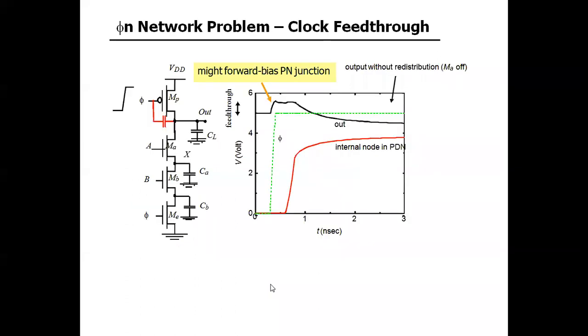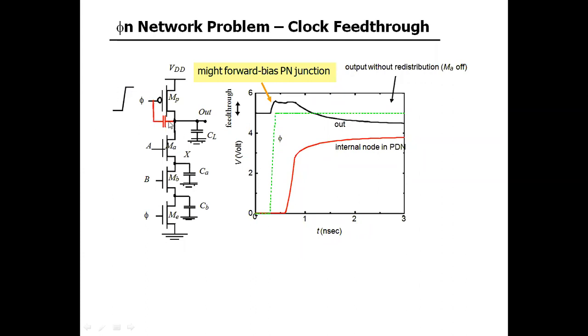Now the next problem is clock feedthrough. What is this clock feedthrough? It is exactly like a forward biased PN junction, and the output without redistribution. Now consider this example. Here the clock is transitioning from low to high, low to high.